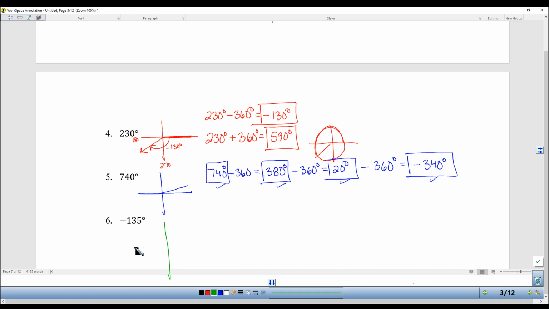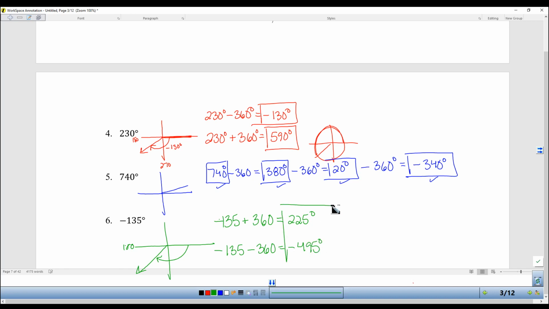Last one, negative 135. So I can picture this. This is 180 over here. And so if I go negative 135, I'm going this way, clockwise for negative. But if I want to know what that angle is that's coterminal to it, I can just add 360 degrees, and I get 225. So 225 in this direction would give me the same thing. Put it exactly at that spot. If I want another negative one, I can just subtract 360. And I get negative 495 degrees.